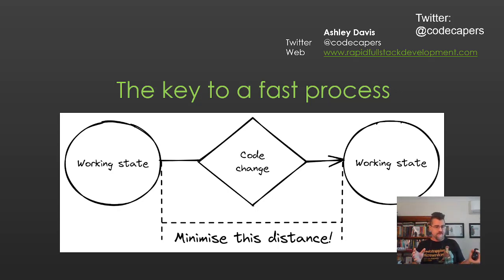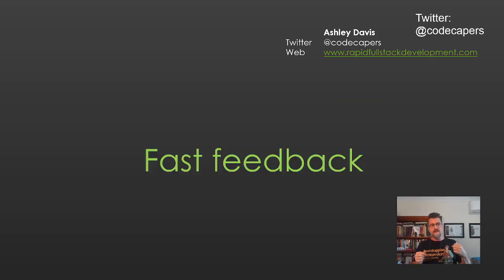There's two ways to achieve this. First way is to minimize the size of the change. So that's small increments of coding like we just talked about. The second way, which is also very important, is to minimize the time it takes to test the change and verify working code. This is what we call fast feedback.